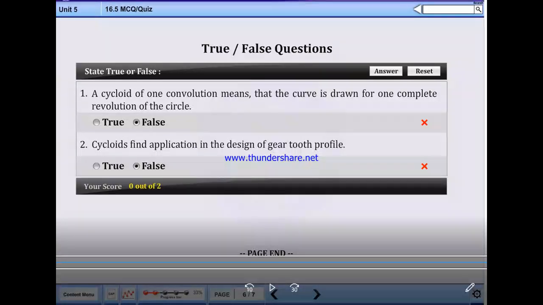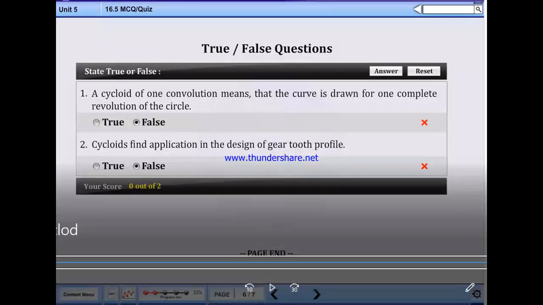No, this false is not correct. So it is true. So that's why it is given like that.